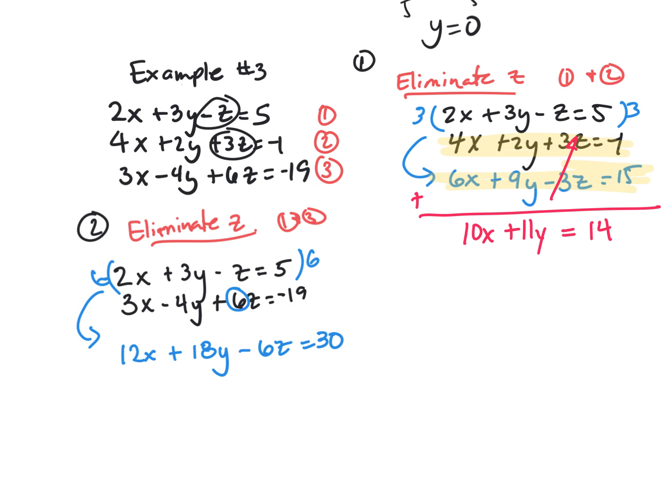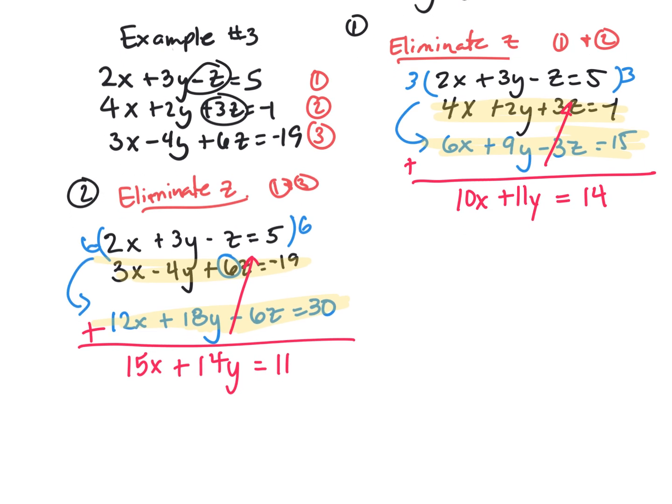So let's bring that second equation down. Well, actually, I can just add these two together here. So I'm going to add these two that I'm highlighting. Add this with this. So 3 plus 12x is a 15x. Negative 4 plus y plus 18y is a positive 14y. Positive z and negative 6z cancel out. And then this is negative 19 plus 30, which is an 11.